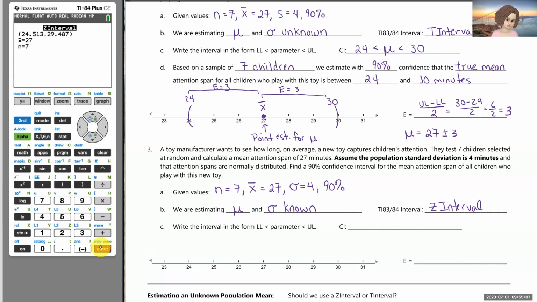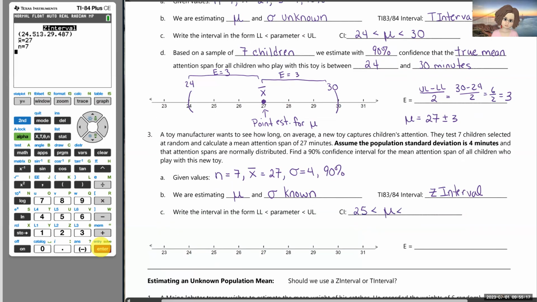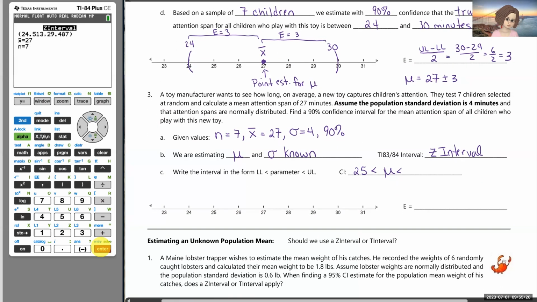And I'm going to round to a whole number again. So that lower limit would round to 25, less than mu, less than upper limit there would be 29. All right, so graphically here, now my lower limit, 25, upper limit, 29. The point estimate, x bar, still in the center of that distribution.